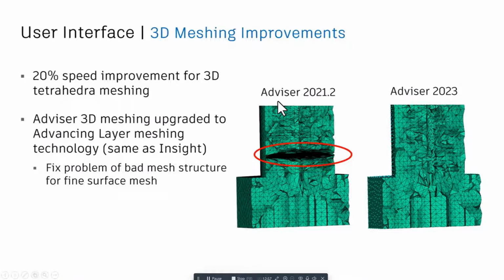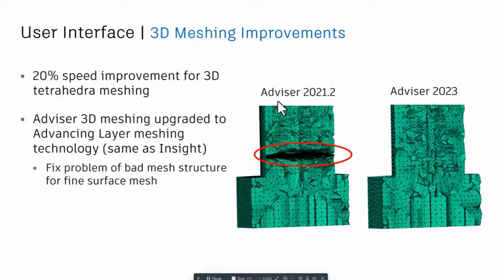So let's move to the user interface. 3D meshing improvements: a 20% speed improvement for three-dimensional tetrahedral meshing. Advisor 3D meshing is upgraded to advanced layer meshing technology, same as Insight. Okay, the Advisor, the Insight, and the Synergy almost are the same. Now, a fix for the problem of bad mesh structure for fine surface mesh.